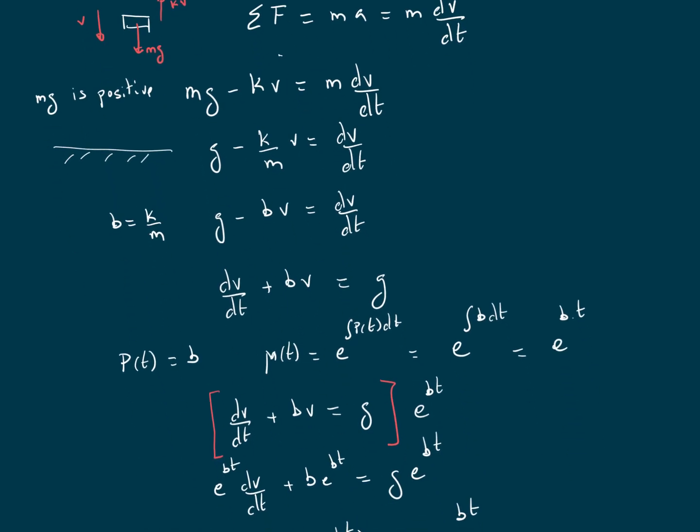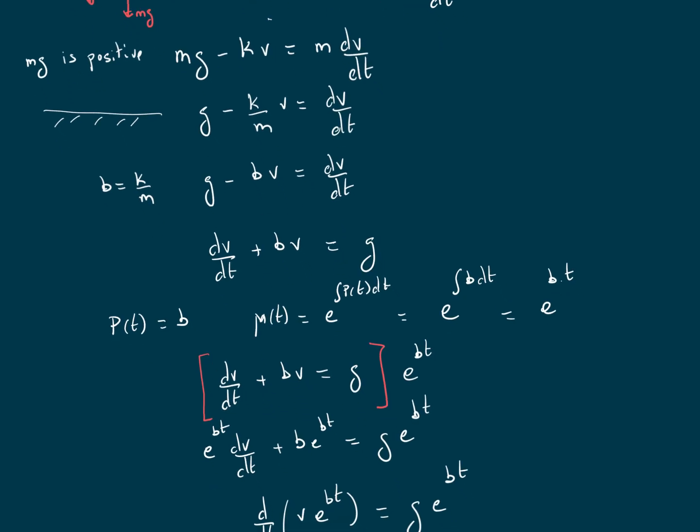How do we solve? We find first the integrating factor, the mu of t. So p of t is b, so mu of t is e to the integral of p of t dt. So it would be e to the integral of b dt. It would be e to the b multiplied by t. e^(bt) is the integrating factor.